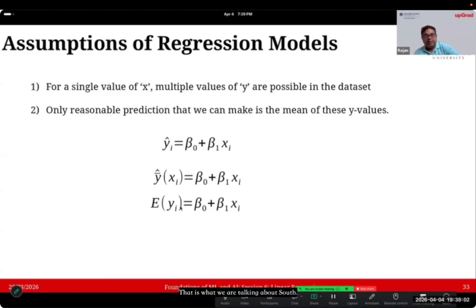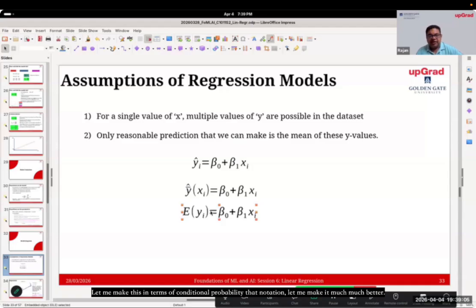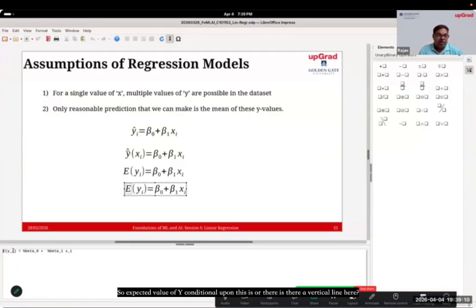Okay. So let me make this in terms of conditional probability. That notation, let me make it much better. Okay. So expected value of y conditional upon x.